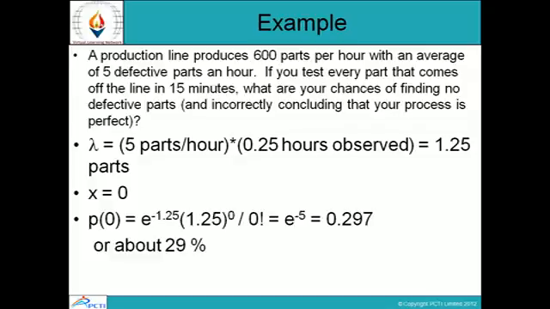Here lambda equals 5 parts per hour multiplied by 0.25 hours observed, which is equal to 1.25. X equals 0, so P(0) equals e to the power minus 1.25 into 1.25 to the power 0 divided by 0 factorial. So 1.25 to the power 0 divided by 0 factorial equals 1, therefore e to the power minus 1.25, which is equal to 0.297 or about 29.7%.